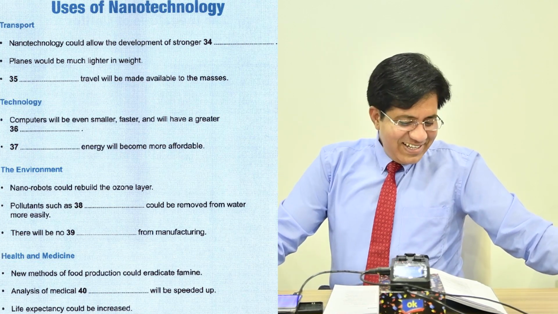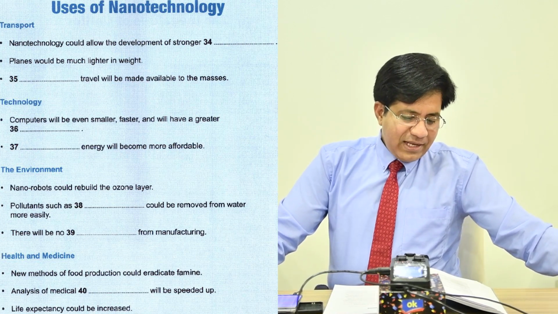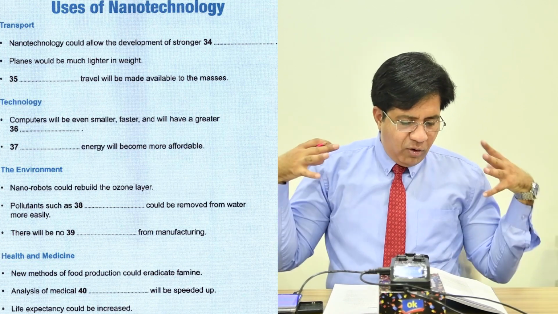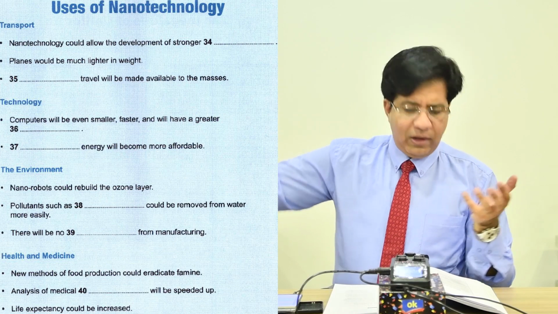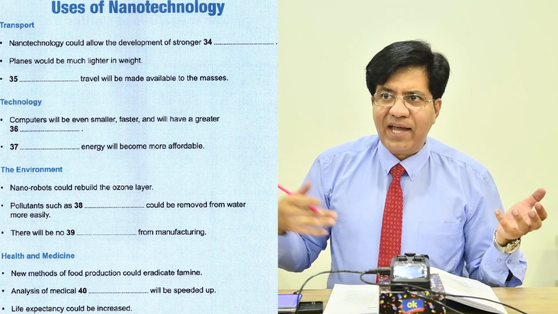Alright. So there wouldn't be any. Now let's see what do they say about it. There will be no dash from manufacturing. Manufacturing like factories and all that. So they, what do we get from the factories?